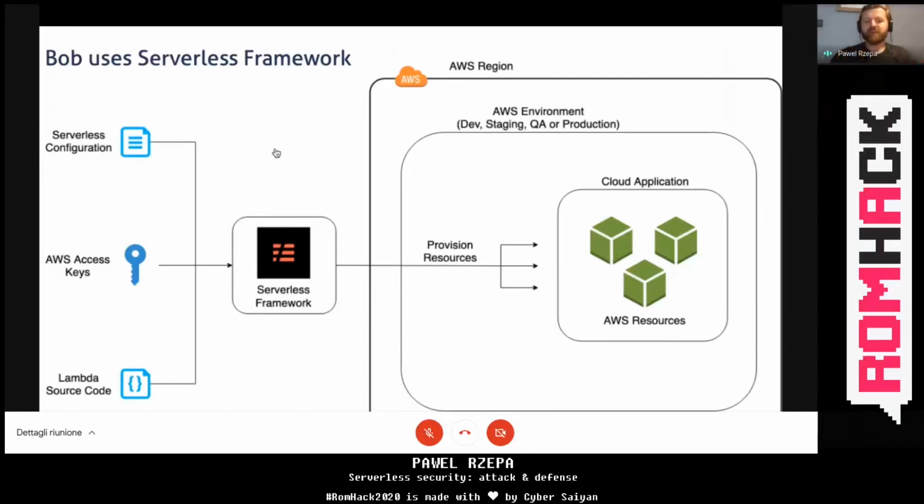All of it you put in the serverless configuration YAML file, and the serverless framework, based on this configuration file, generates CloudFormation templates, and based on them, all those resources are deployed in your AWS. The serverless framework uses your local AWS access keys of your IAM user, and also it zips the Lambda source code and puts it in the cloud.